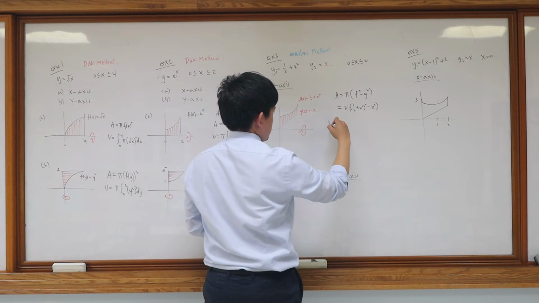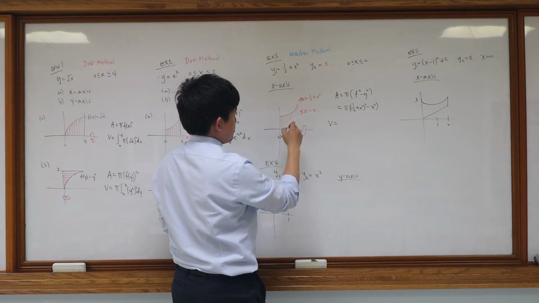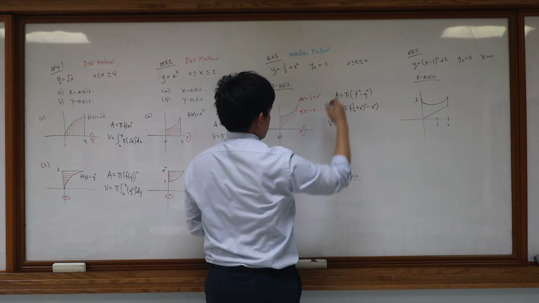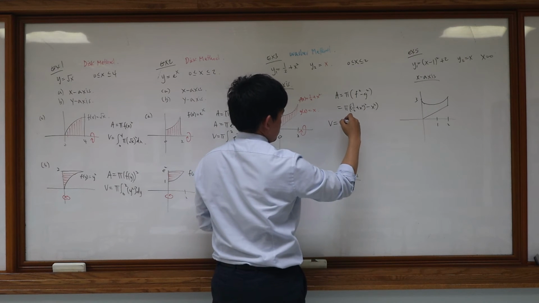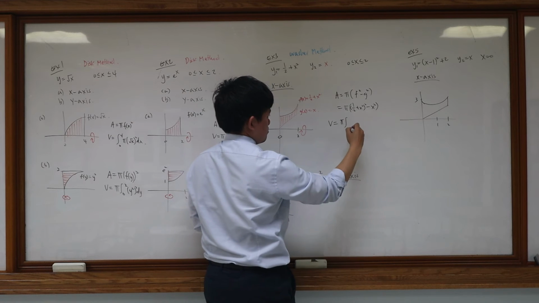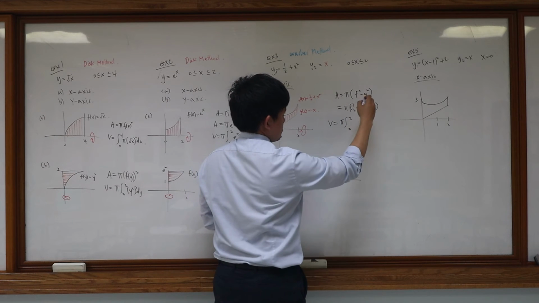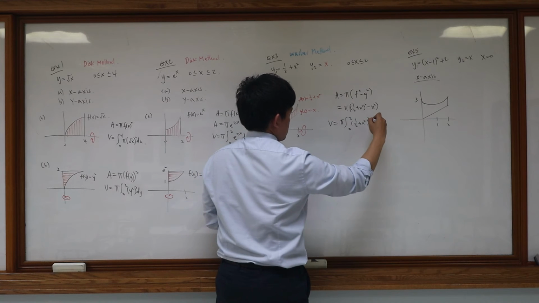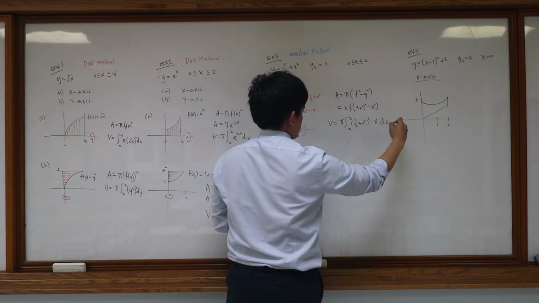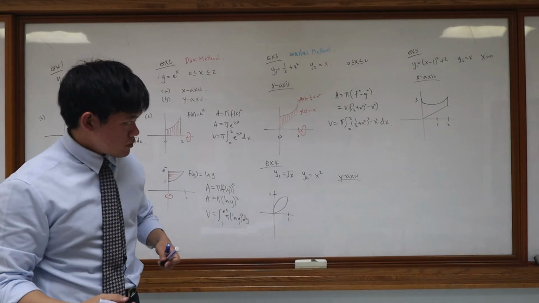In that case, my volume here is going to be between 0 and whatever this function is, between 0 and 2. So this part here is equal to 2. So we have volume is equal to pi, between 0 and 2, and then the top function minus the bottom function, but both squared. So you have (1/2 plus x) squared minus x squared dx. Okay, so that's my volume.